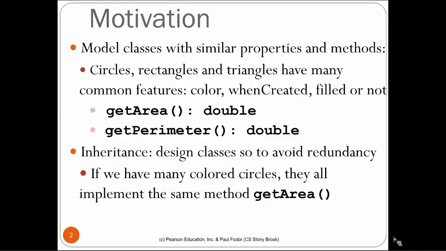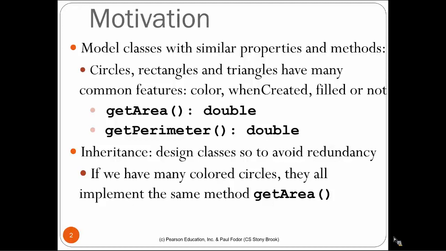So inheritance is actually to design this kind of superclasses to avoid redundancy. We define all the common properties in one superclass, and then we can implement subclasses that implement specific properties only for those geometric objects. So we'll implement a class geometric object with the common properties like color, when it was created, filled or not, with common methods like for instance get area and get perimeter.